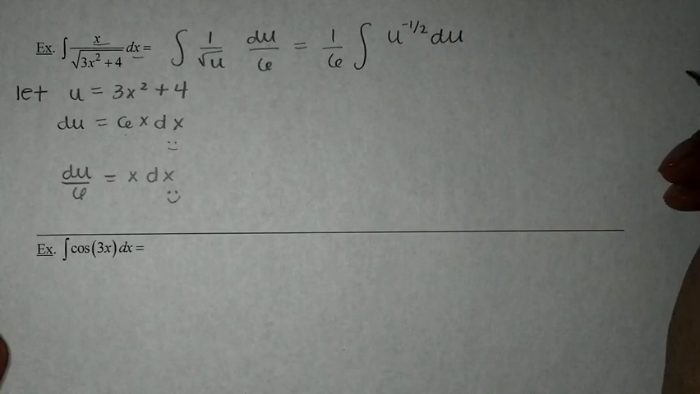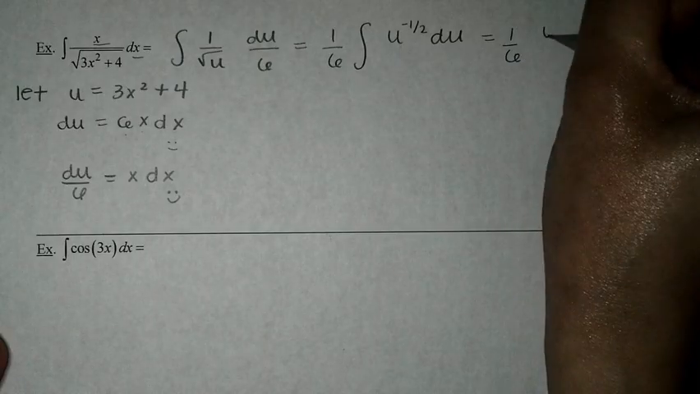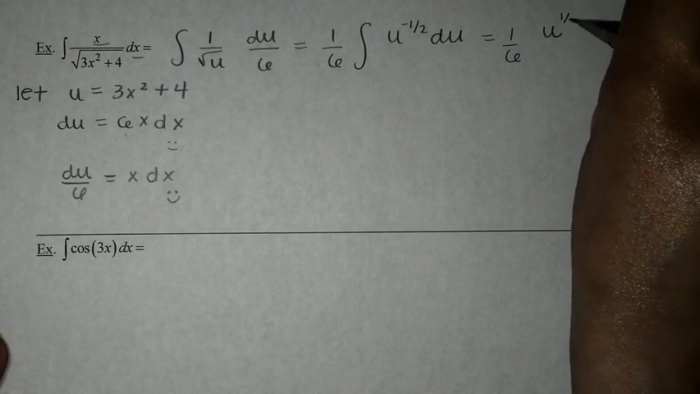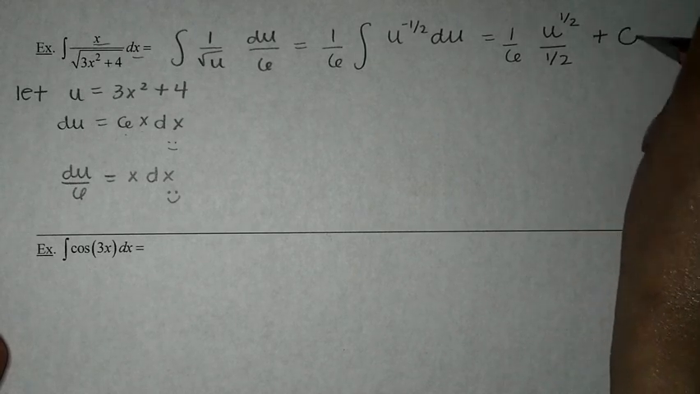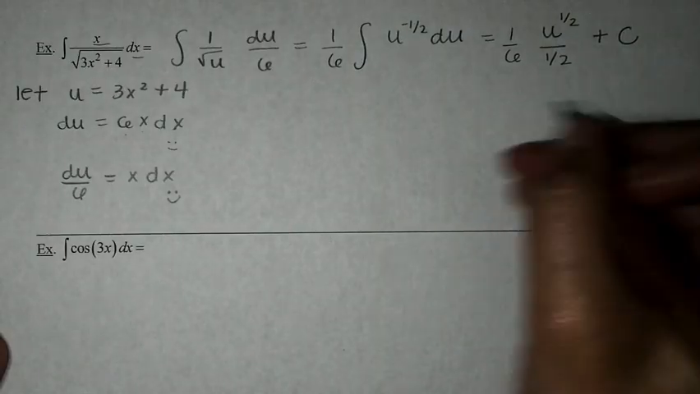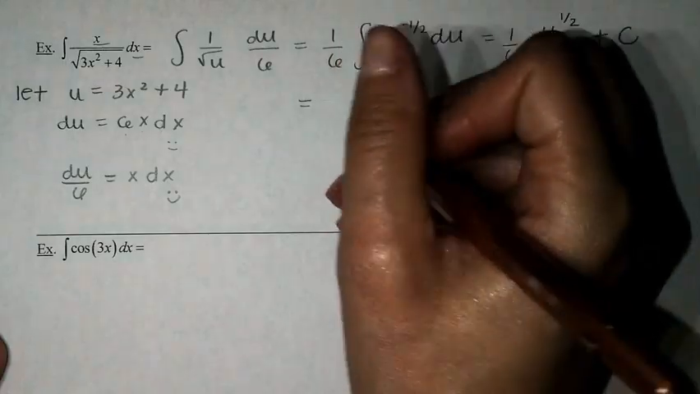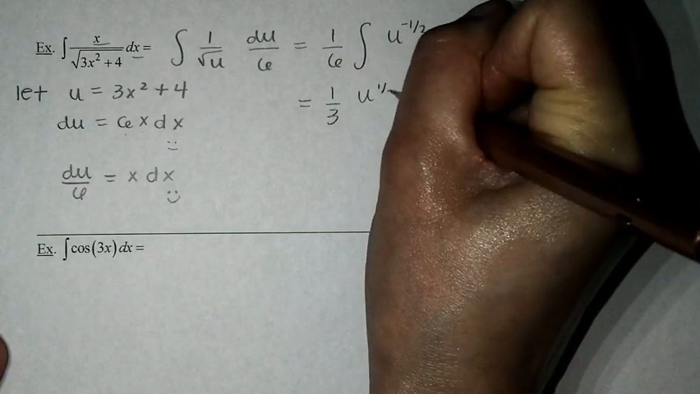Now we use the power rule. So what do you have here? What we have here is that this integral is 1/6 u to the power of negative 1/2 plus 1, which is 1/2, divided by 1/2. Then you have your beautiful plus c. Technically speaking, let's just clean it up. So you have 2 over 6, which is 1/3. Then you have u to the power of 1/2 plus c.